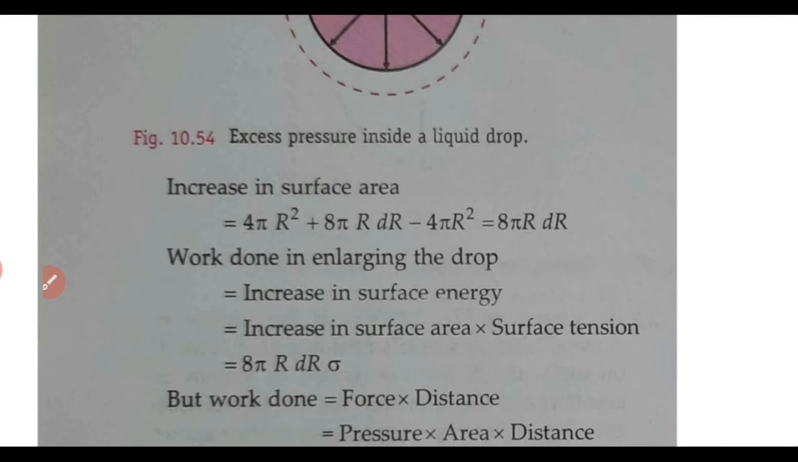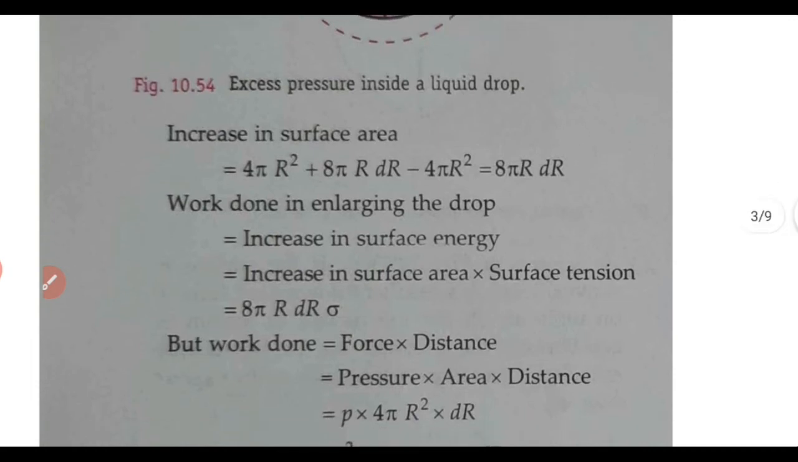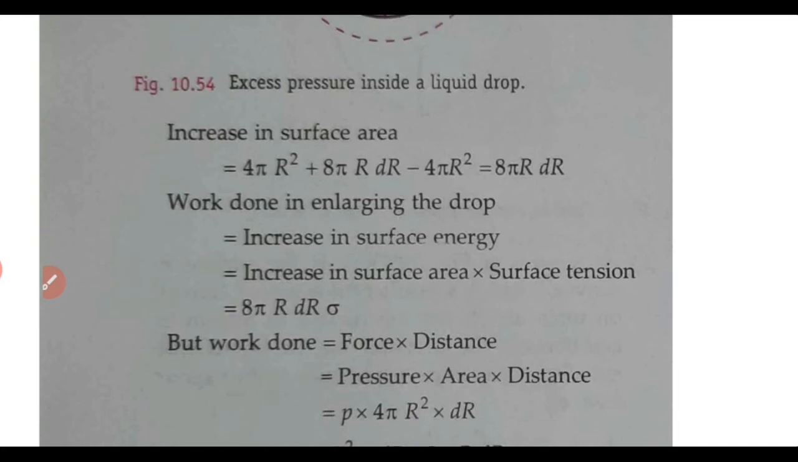So the total increase in the energy will be equal to surface energy into increase in surface area. We know surface energy is the same as surface tension. So in short, increase in area into surface tension will be the work done in increasing the area of the liquid drop. When the radius increases, we know area also is increasing. So work done in that expansion is nothing but increase in surface area into surface tension. So increase in surface area is 8 pi r dr, that into surface tension S.